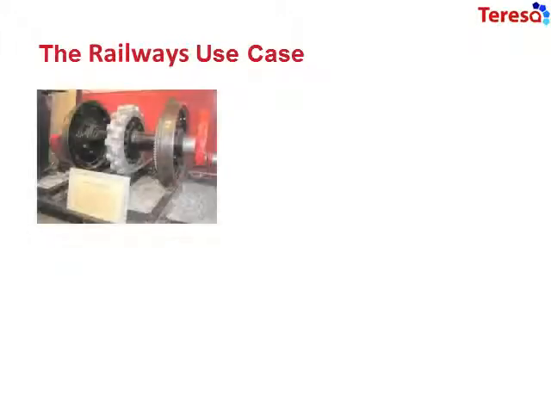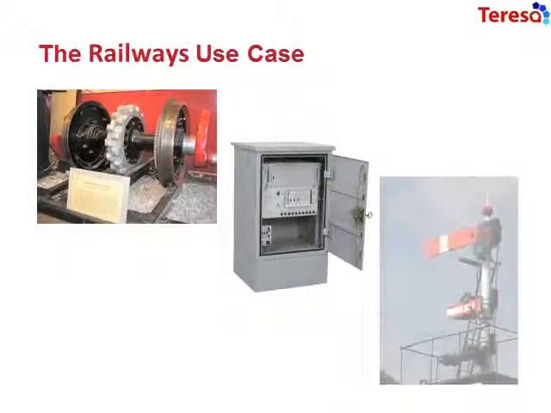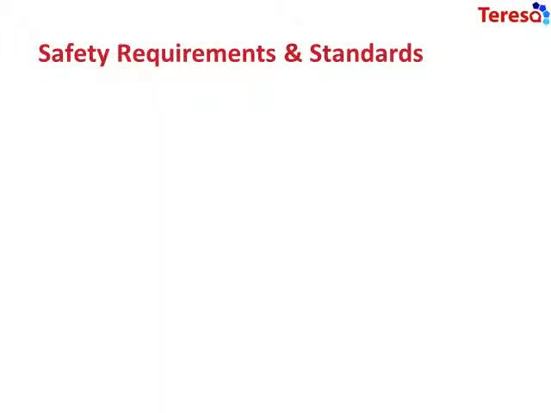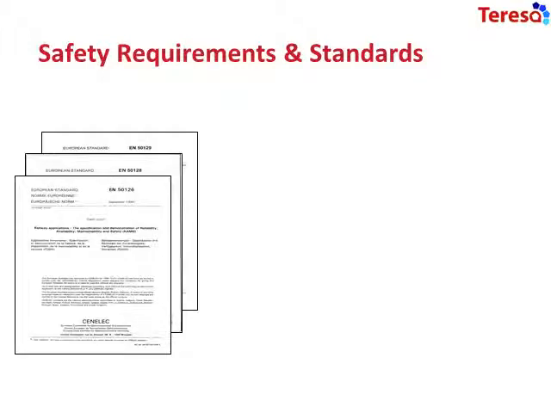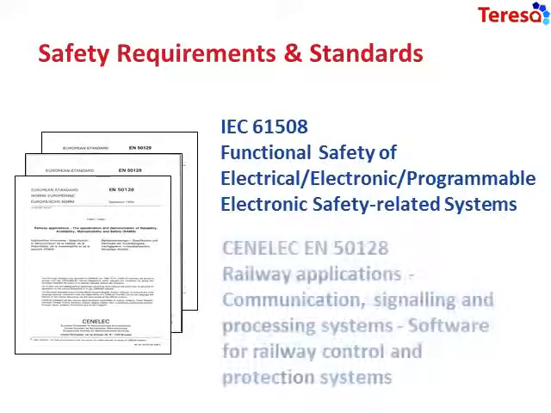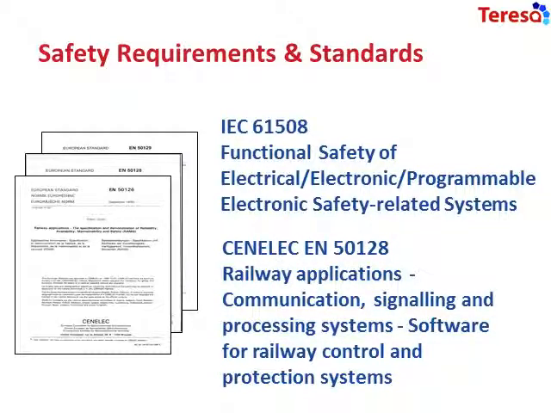Railways manufacturers develop products such as traction systems, control unit systems, and railway signaling systems. Many of these systems need to meet safety-related requirements and consequently to meet related standards. The IEC 61508 standard is intended to be a basic functional safety standard applicable to all kinds of industry. The EN 50128 standard provides a specific interpretation of IEC 61508 for software for railway control and protection systems of railways applications.